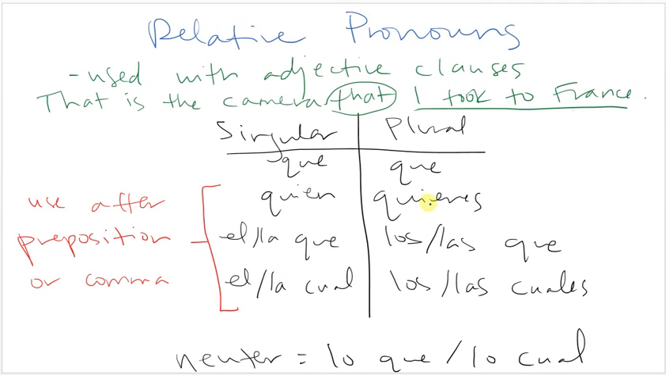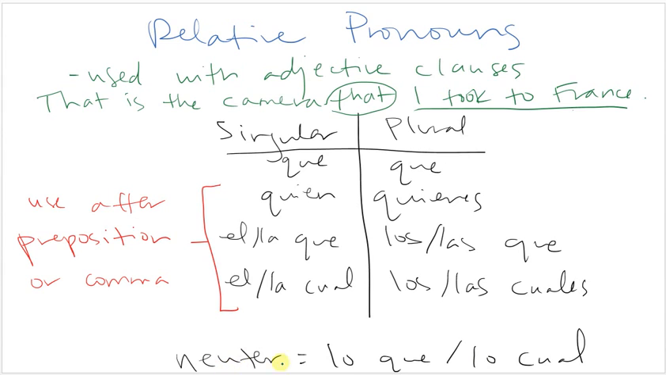So there's a few different relative pronouns. Obviously, the most common one is going to be que, which means that, but you can also have quien or quienes, which means who or whom, and you can have el, la, que, or el, la, cual, or the plural version of that, and that's going to mean which. Obviously, again, que is the most common, but these ones you're going to want to use after a preposition or after a comma. So who or which or whom or which is going to be used after a preposition or after a comma.